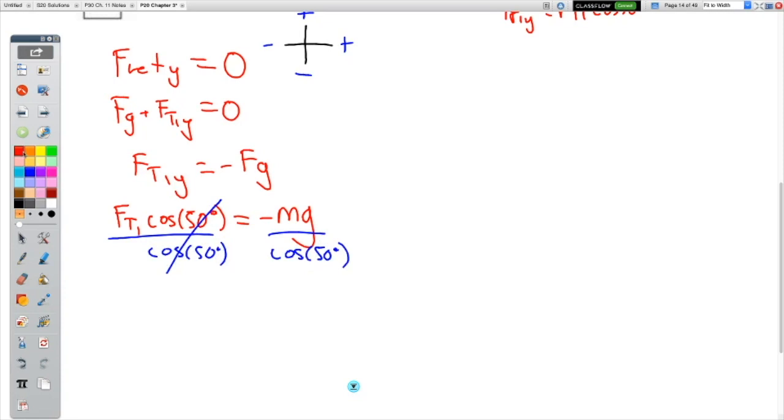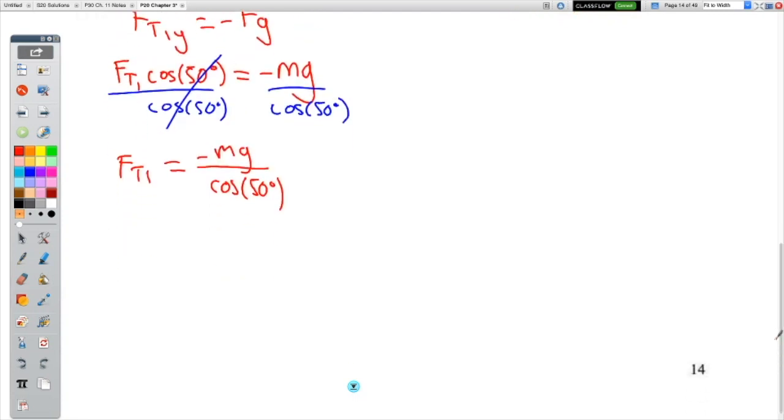Then Ft1 equals negative mg over cos of 50 degrees. Okay, great. So now I know all that stuff. So that means I know Ft1 essentially, right? If I could just plug it in the calculator and be careful with my signs.